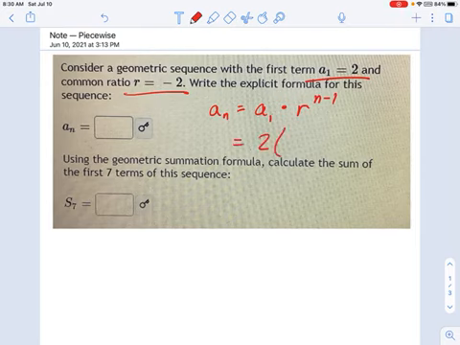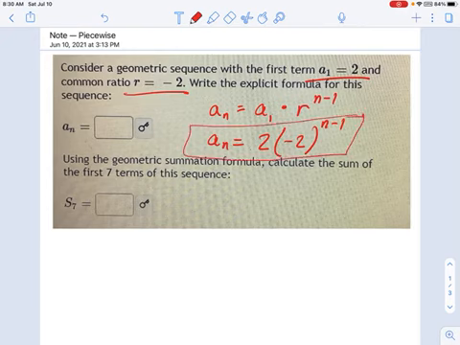This becomes 2 times R is -2. And I like to put parentheses around these things just to keep it real clear. Say you were going to plug it into a calculator. Calculators get confused easily, so I like to make my parentheses clear.